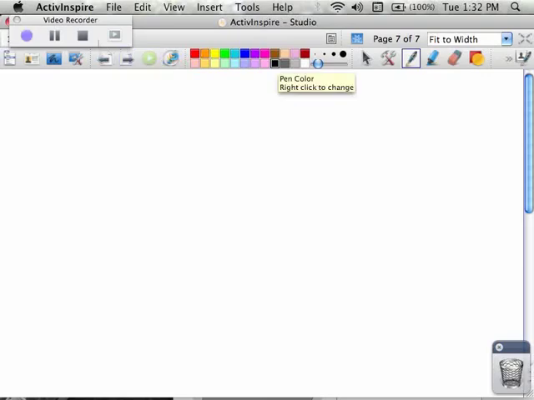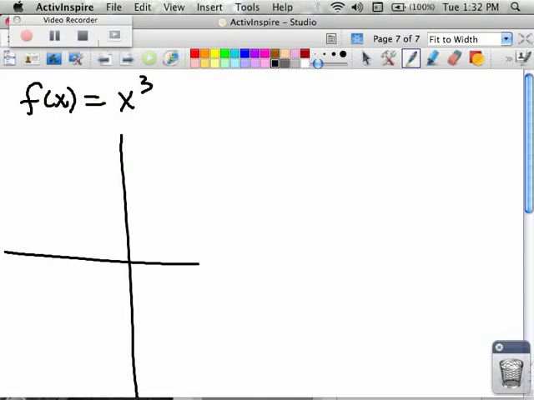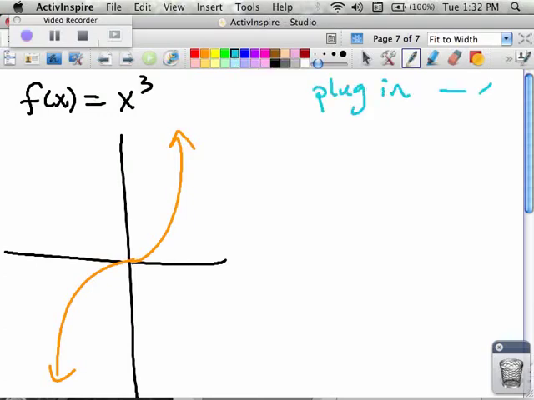The odd function works the same way. The one I like to use is f of x equals x cubed. If we look at a picture of this function, what you will see is it looks something like the following. So this is our standard cubic graph. What happens? Same idea. We are still going to plug in the opposite of x to test whether or not this is an even or an odd function.